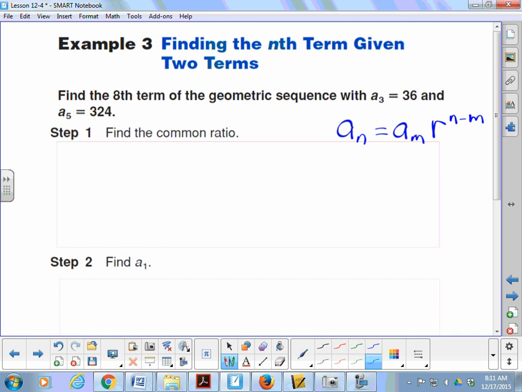So we're going to set it up like this. And first of all, to find r. So we have 324. So in this case, we're going to say a sub 5 equals a sub 3 times r to the power of 5 minus 3. Okay? And it's always got to be the bigger number on the left, smaller one on the right, as far as the term numbers are concerned. So 324 equals 36r squared.